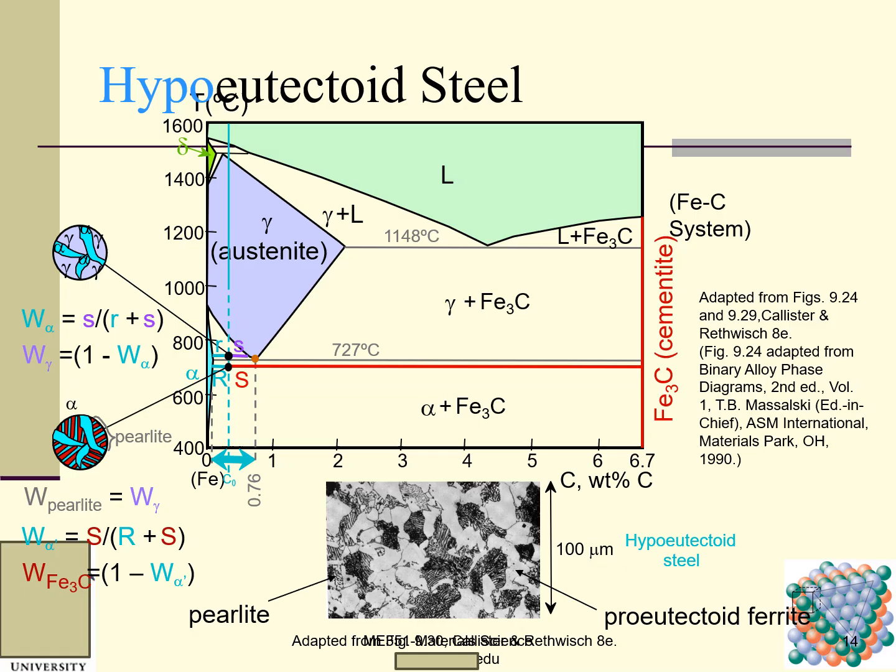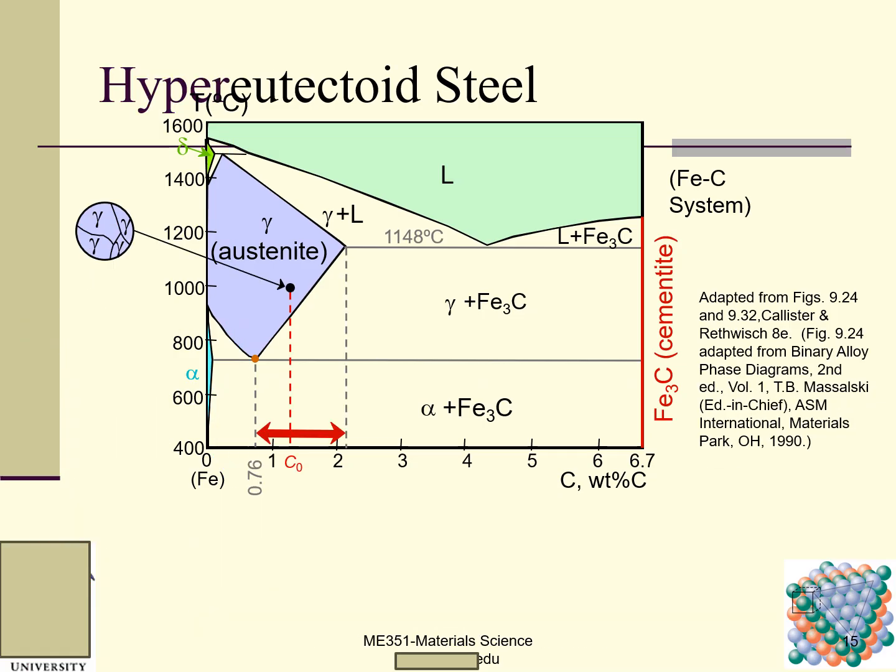Questions? No questions? We talked about hypo. Now we talk about hyper. Hyper means that the composition is higher than the eutectoid composition. This is the eutectoid composition, so all the compositions higher than this one, we call hypereutectoid.